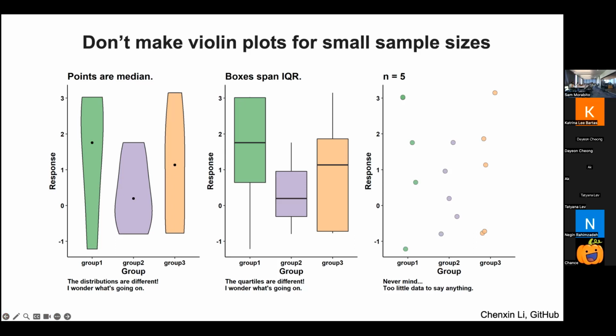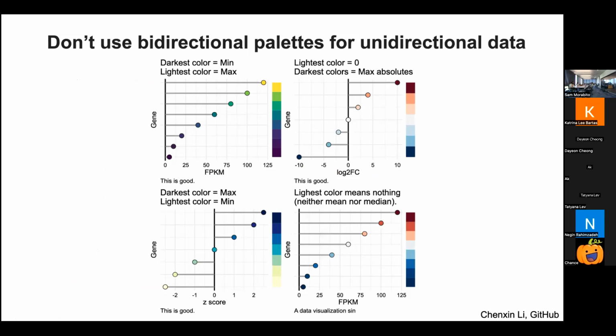So the second one is, don't use bidirectional palettes for unidirectional data. This is a graph showing gene expression, and I guess maybe the rows are different groups or something. Okay, this makes sense because it's 0 to 100, so it's just a unidirectional thing. This one is log fold change, so it's bidirectional, and they're using a red, white, blue palette.